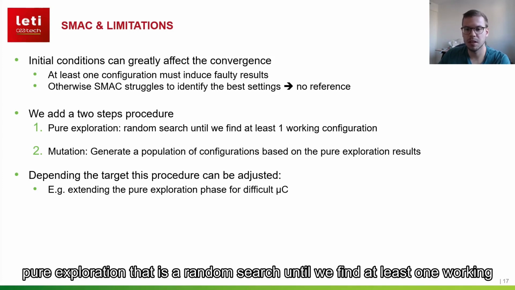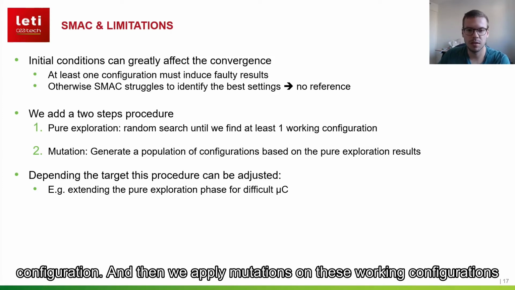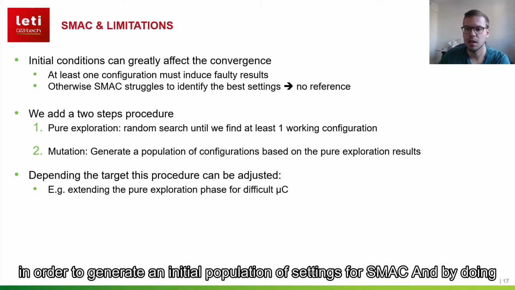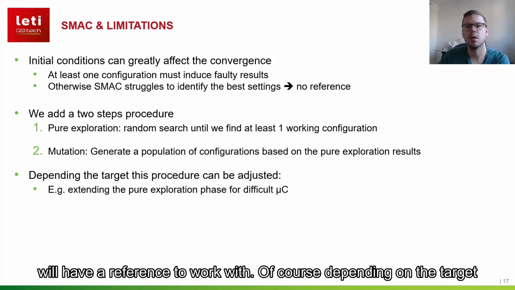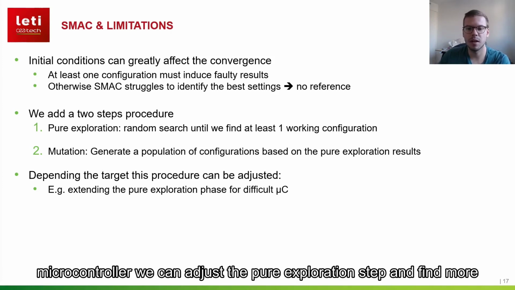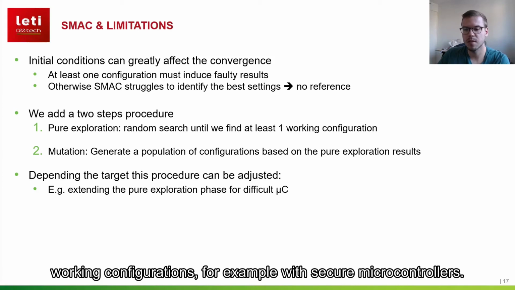First, we do a pure exploration, that is a random search until we find at least one working configuration. And then we apply mutation on this working configuration in order to generate an initial population of settings for SMAC. And by doing so, we are sure that we have at least one working solution, and SMAC will have a reference to work with. Of course, depending on the target microcontroller, we can adjust the pure exploration step and find more working configurations, for example with secure microcontrollers.